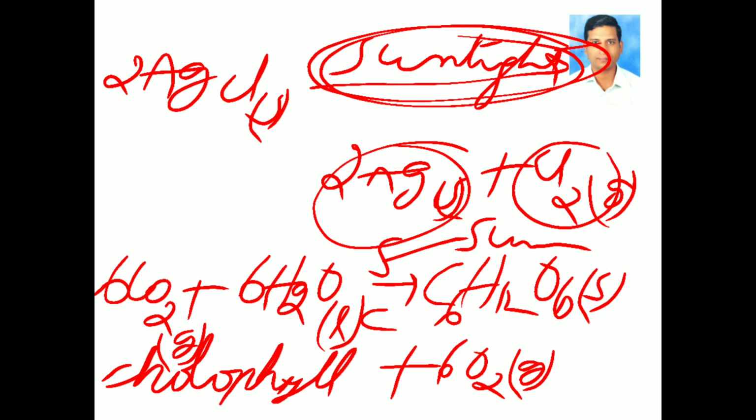So to make chemical equations more informative, we have to write the characteristics of reactants and products. Characteristics: physical state, heat changes, gas evolved, precipitate formed, and also special conditions such as temperature, pressure, catalyst like sunlight and chlorophyll. Then the chemical equation will become more informative.